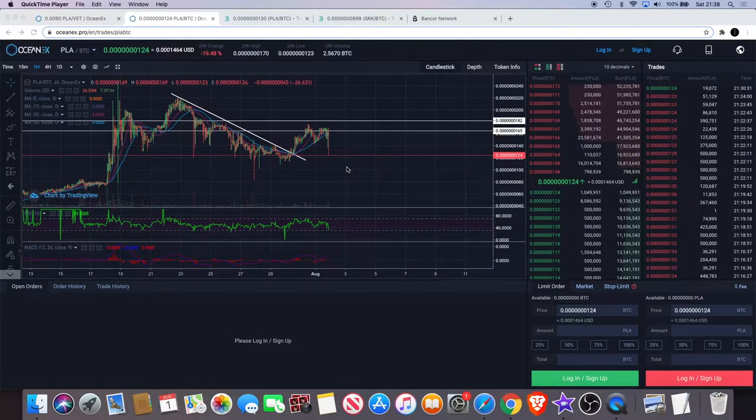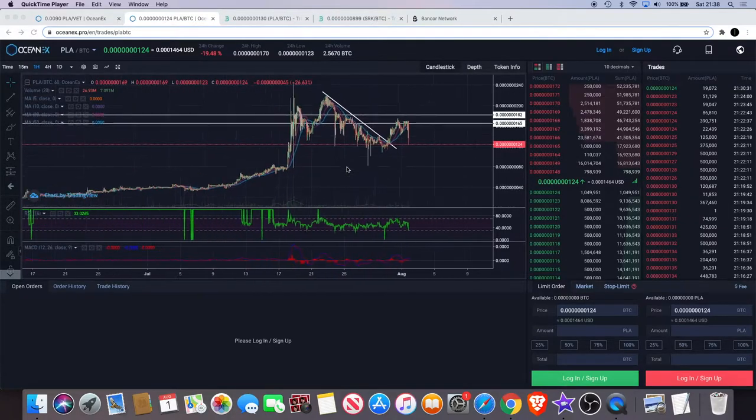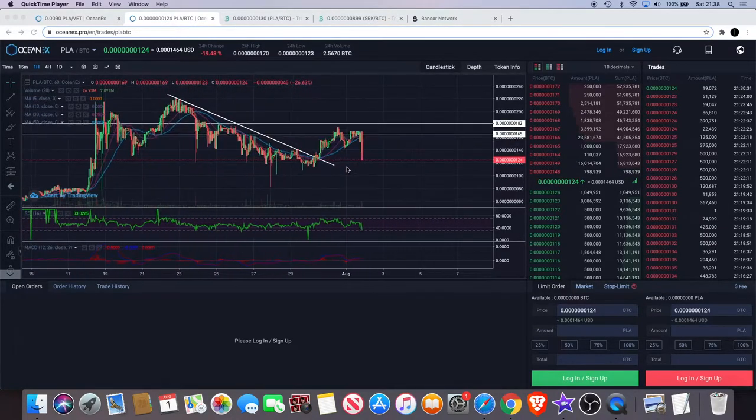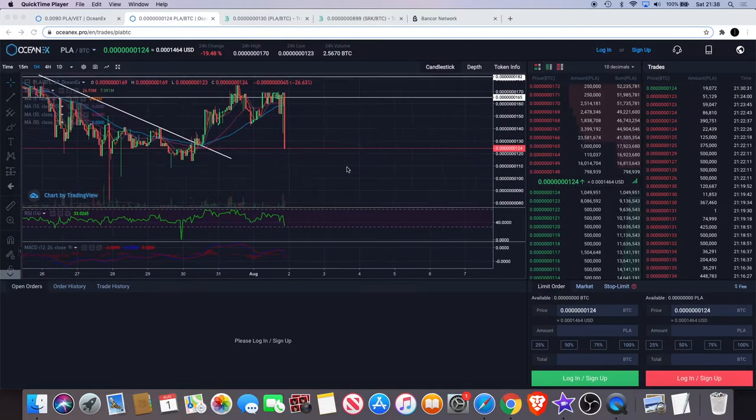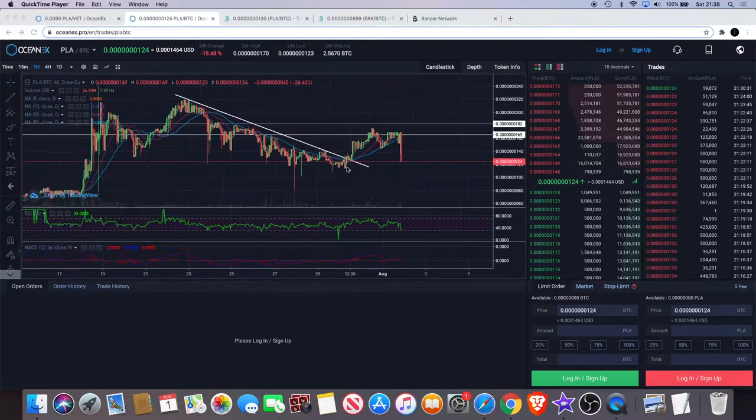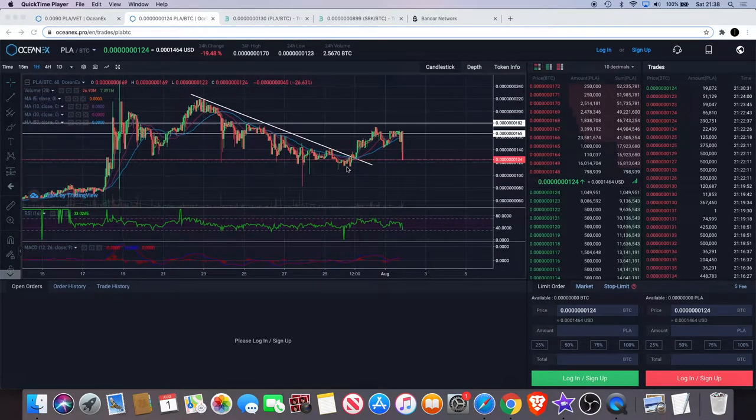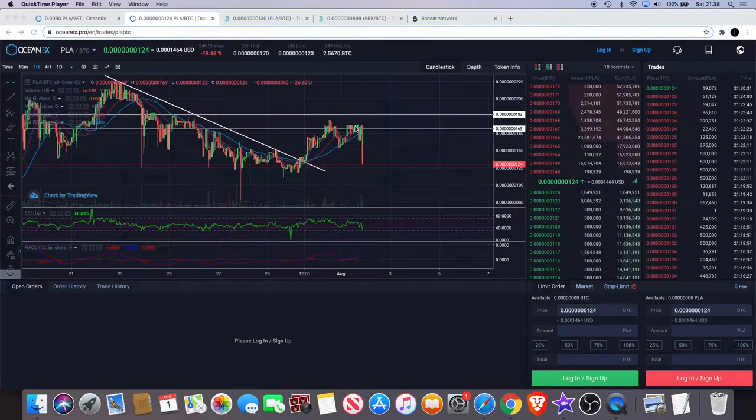Just a quick update that I thought I'd bring to you tonight. As you can see, it's a bit of a dangerous game to be holding your Plair right now. Plair has taken a dump to the downside. I took all of my position. I came out of all of my positions around this area, and rightly so.